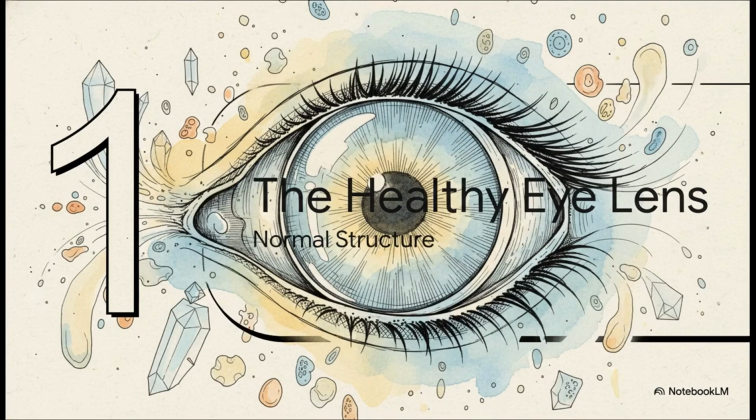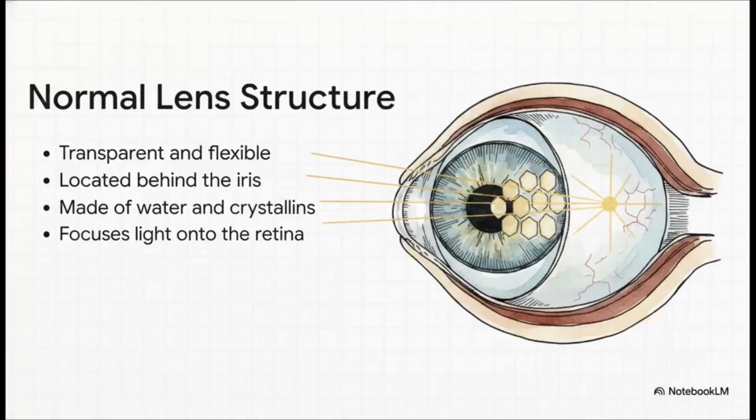Tucked neatly behind that colorful iris and the pupil, your natural lens is a brilliant piece of biological engineering. It's totally transparent and highly flexible. It's primarily made up of water and specialized proteins. For our medical students tuning in, these are known as crystallins, and they are aptly named. Their precise arrangement keeps the lens crystal clear, allowing it to dynamically change shape and focus light perfectly. That's what gives you a sharp, high-definition image of the world around you.